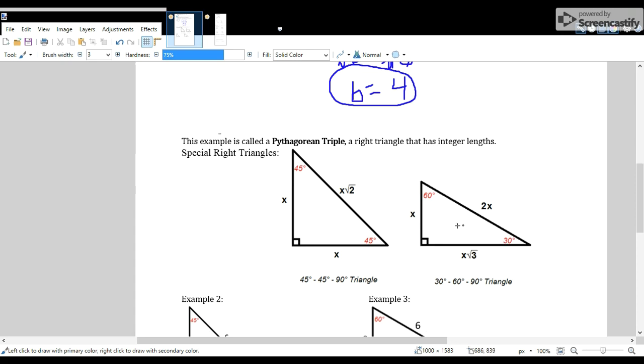And whatever that number is, you just put a square root 2 next to it for the hypotenuse. On the other special right triangle, 30, 60, 90, the opposite of 30 is x. The adjacent, you just have that number and put a square root of 3 next to it. And the hypotenuse, the longest side, or C, we're going to multiply this number by 2. We're going to double it.